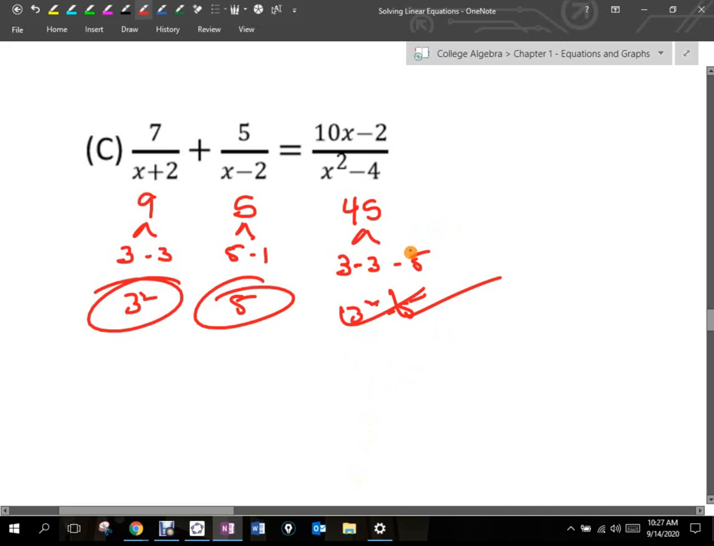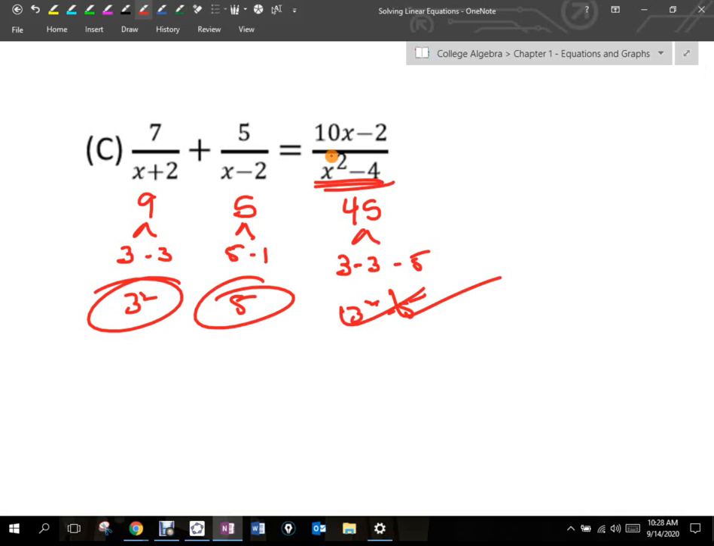Okay. Now this one's a little bit unique because of how that one compares to these other two over here. But if it's an algebraic expression, you still have to factor it to find your LCD. Does that make sense?